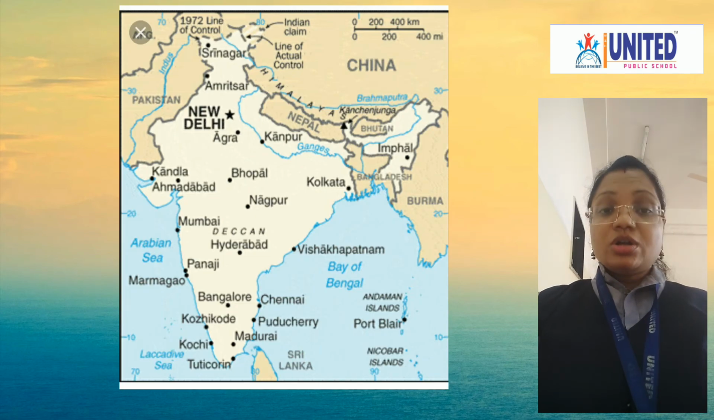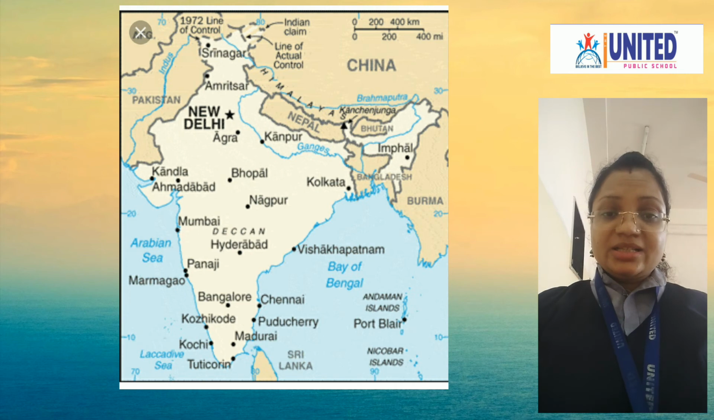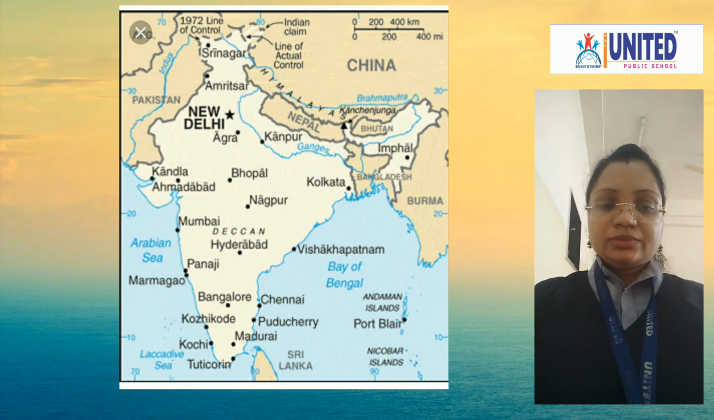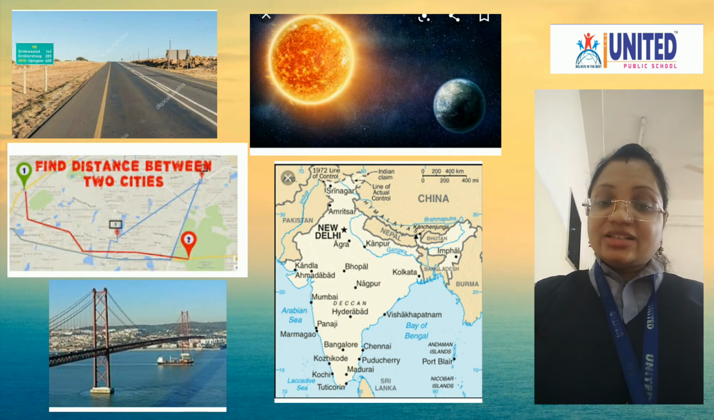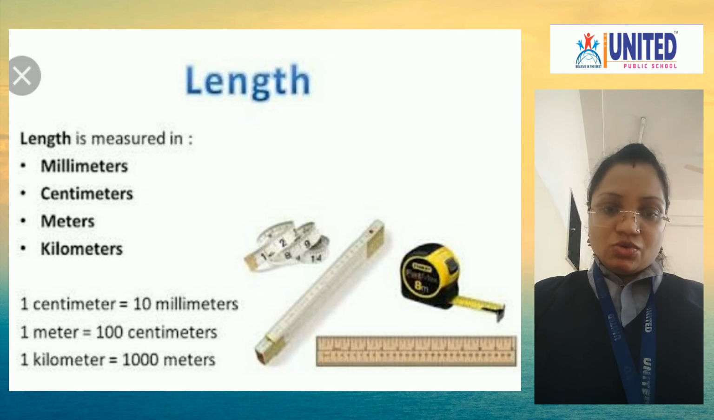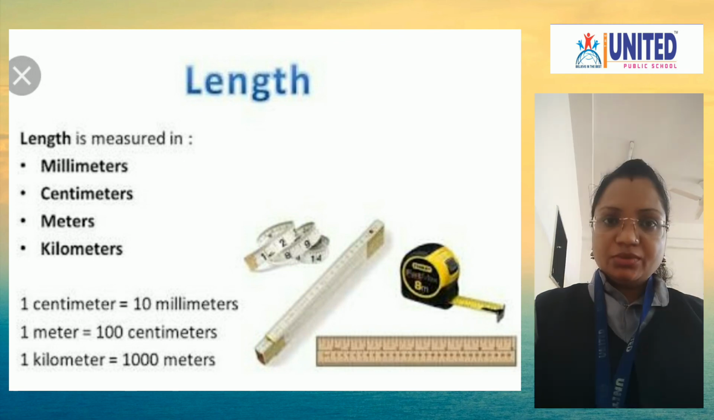Okay, and also the map, do you know about the map? Yes, in that so many cities, so many states, so many countries are given. So that time the distance between them is also shown by using the kilometer. Okay, so these are the things we can measure in the kilometer. So here we see the four main standard units: millimeter, centimeter, meter and kilometer.